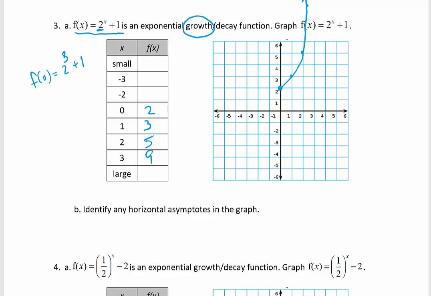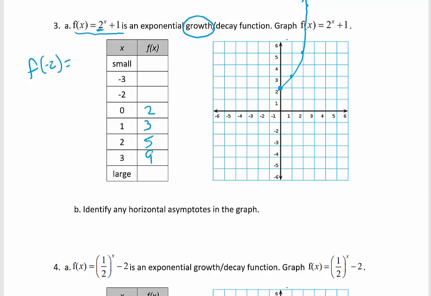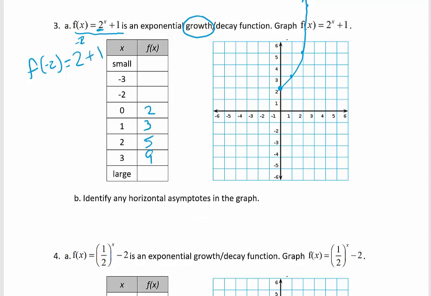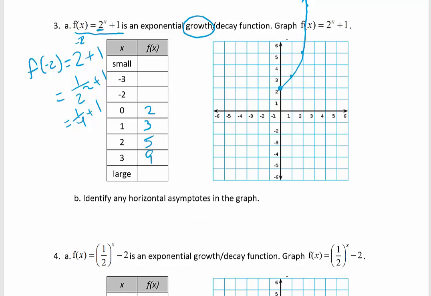here. Let's see what happens as we start to put negative values in there. So let's look at f of negative 2. That's going to be 2 to the negative second power plus 1. Well, 2 to the negative second power really means the fraction 1 over 2 to the second, plus 1, which is 1/4 plus 1. So it looks like at negative 2 for my x-coordinate, we are going to be at 1 1/4, so maybe right about here.